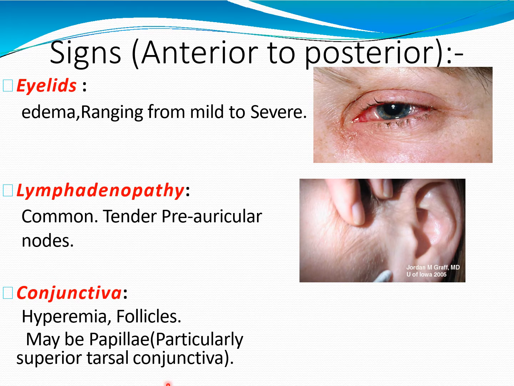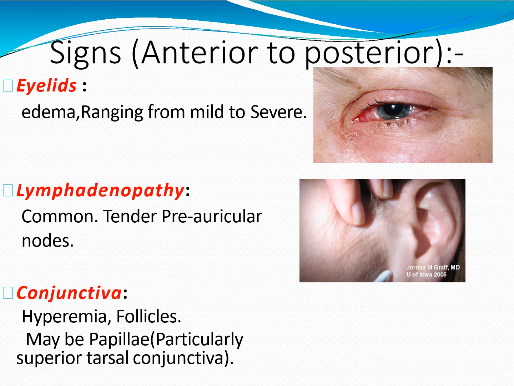Signs. We'll discuss them in the order of anterior to posterior. Eyelids. They are usually edematous, and the edema may range from mild to being severe. Lymphadenopathy is very common, and it causes tender preauricular lymph nodes.